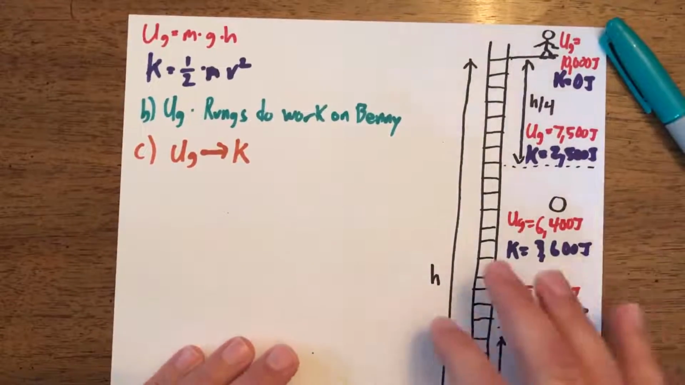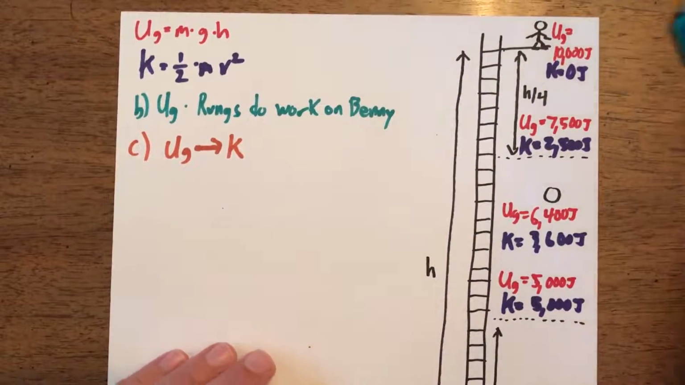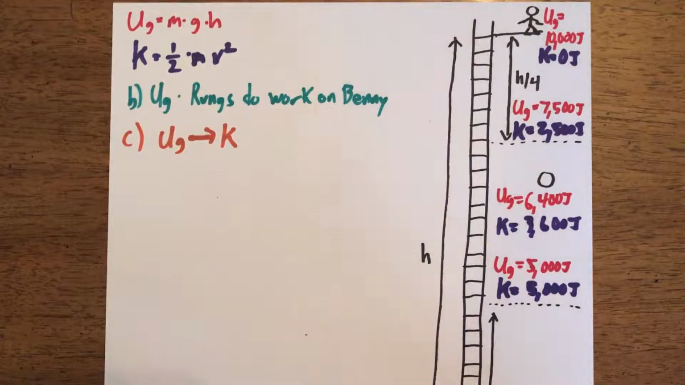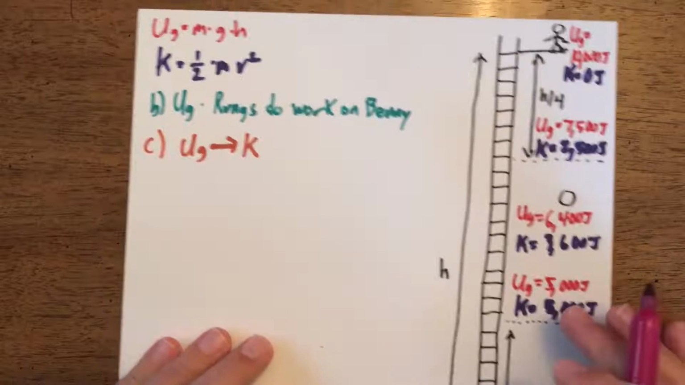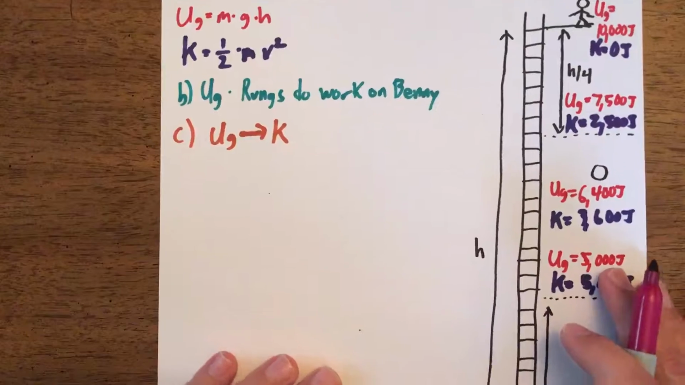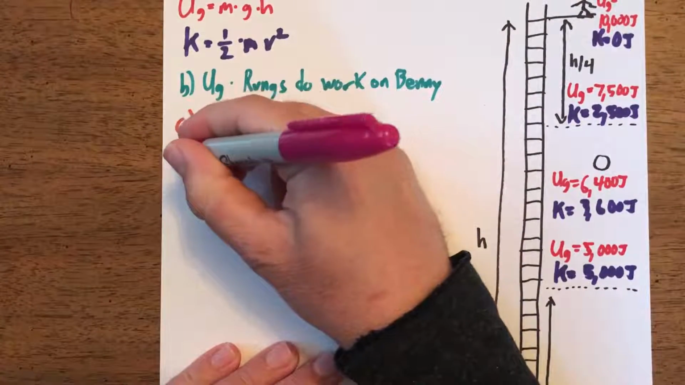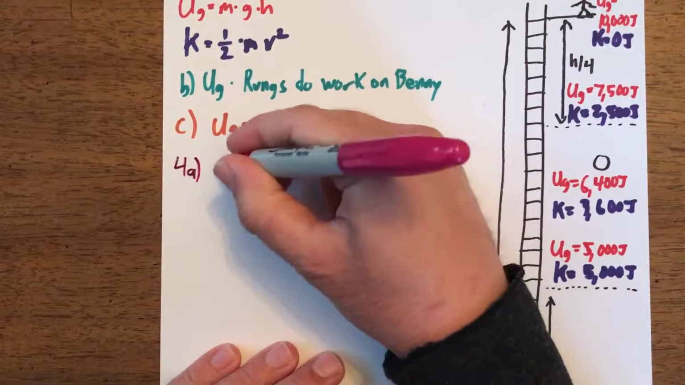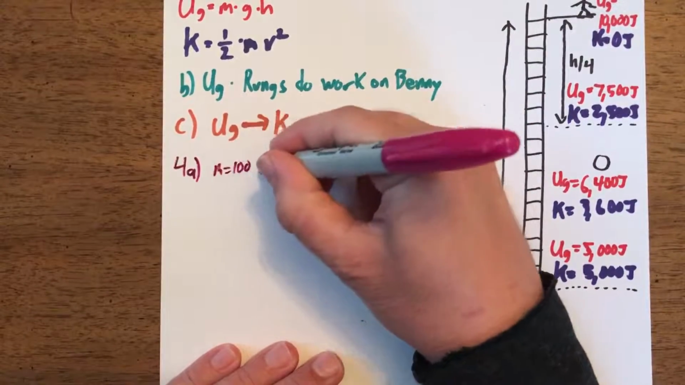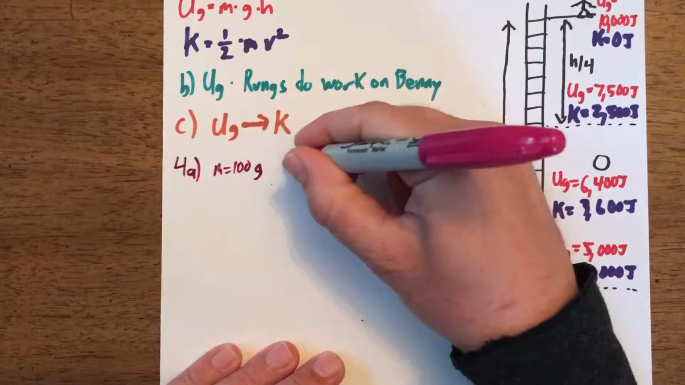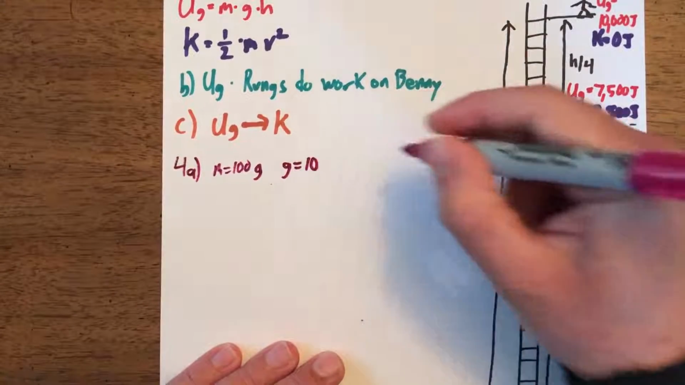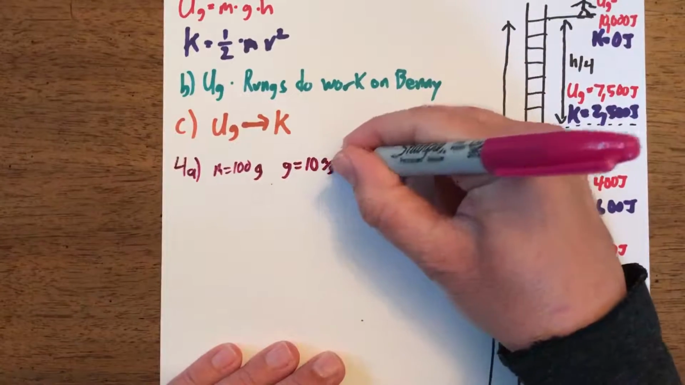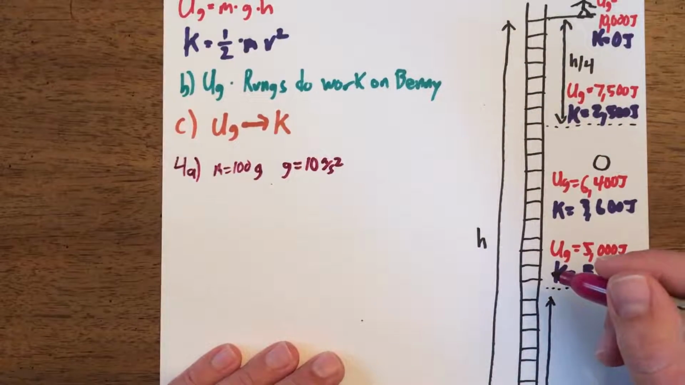Okay, so on the second half of the sheet, on the back side there, level 2 gets a little bit harder because it involves more math than just addition and subtraction. It says that for part 4A, we're going to assume that he's got a mass of 100 kilograms. Let's work with the fact that G is basically 10 meters per second squared. And then they want to know the height of the building.